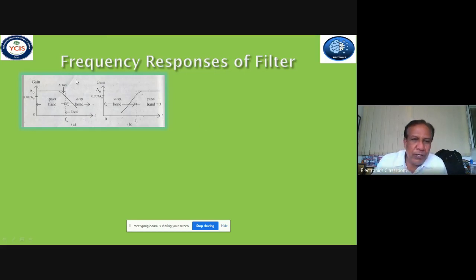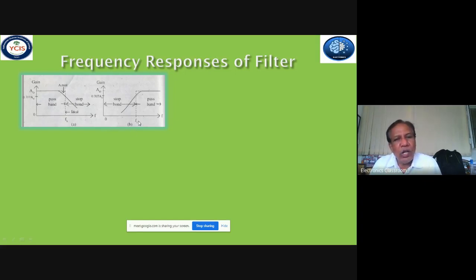As far as the high pass filter is concerned, it has two bands, stop band and pass band. The stop band starts from 0 to FL, and the pass band starts from FL to F equal to infinity. So this is all about the high pass filter. The band of high frequency will be transmitted from source to destination without any attenuation. That band is known as the high frequency band, starting from F equal to FL and going to F equal to infinity, and the stop band has the range from F equal to 0 to F equal to FL.